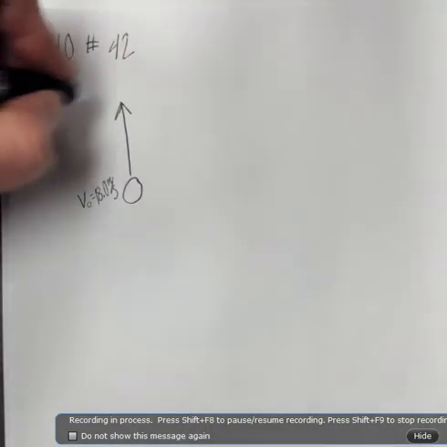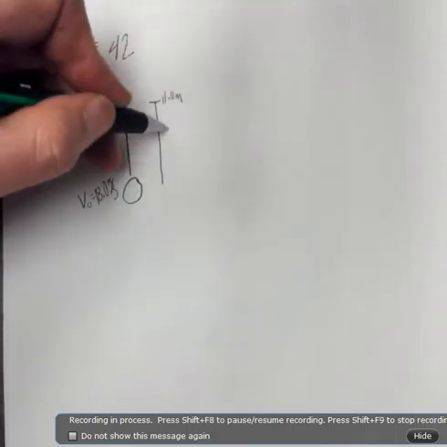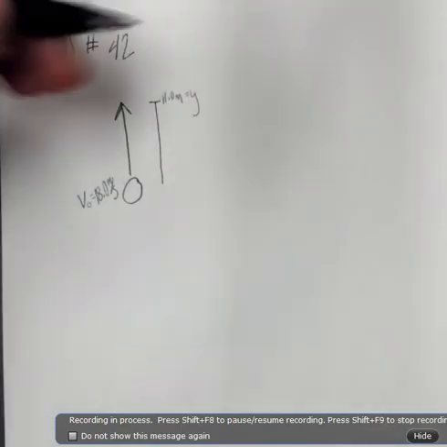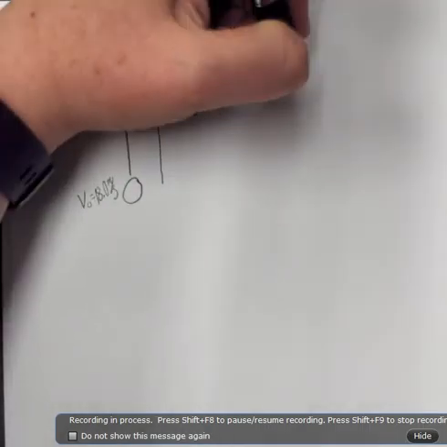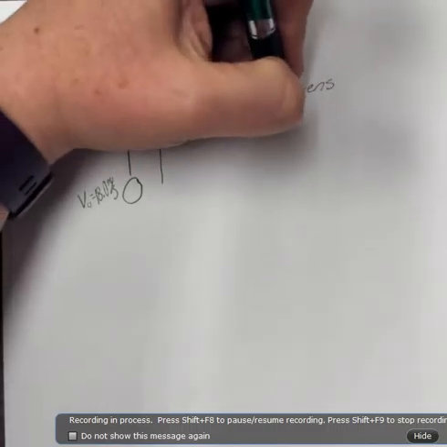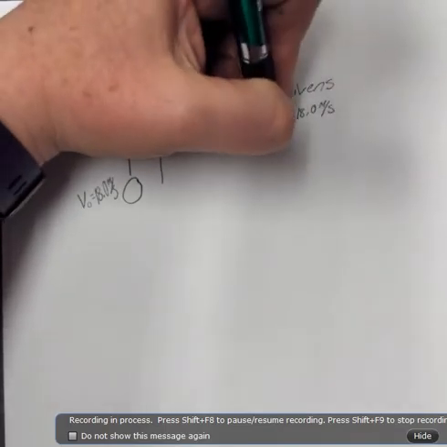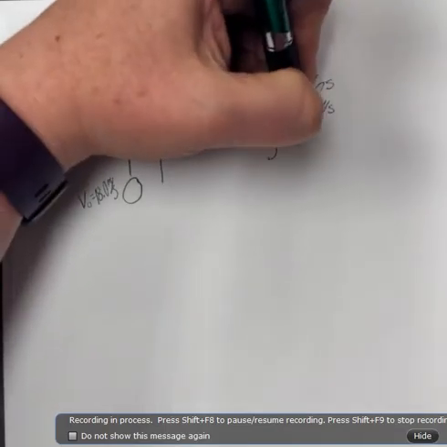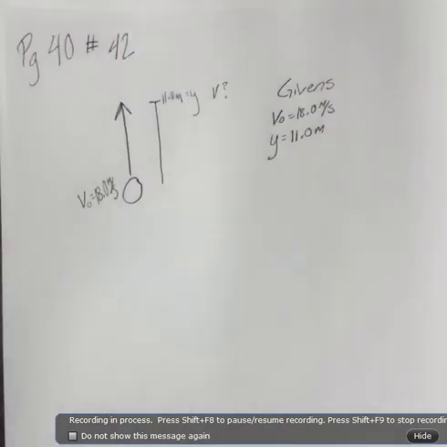So that means that when we get to a point 11 meters above, that's going to be our y value. We want to know at that point what is the velocity going to be. So our givens in this situation are the initial velocity of 18.0 meters per second, our height in the y direction of 11.0 meters high, and we have to consider what else we know in this situation. We don't know the time. In fact, that's actually what the problem asks us to solve for B.